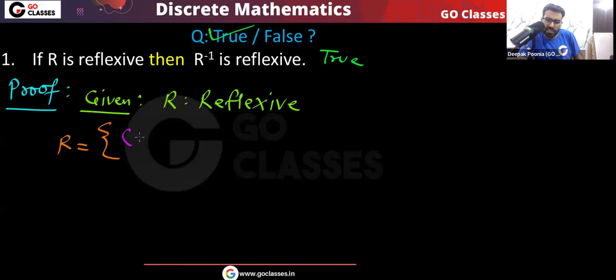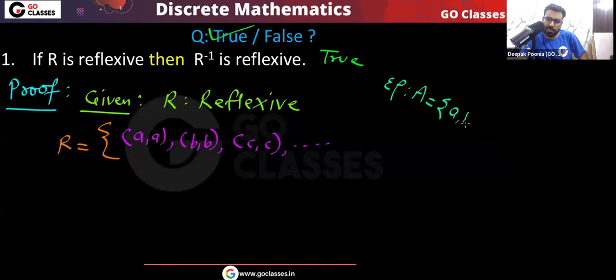So it's like this, that you have something like AA, BB, CC. This type of ordered pairs will be there. All the reflexive pairs will be there. For example, just for understanding purpose, let's assume that the base set is ABC. This is the base set. So you can see this is your relation R, because R is reflexive, so it contains all the reflexive pairs.